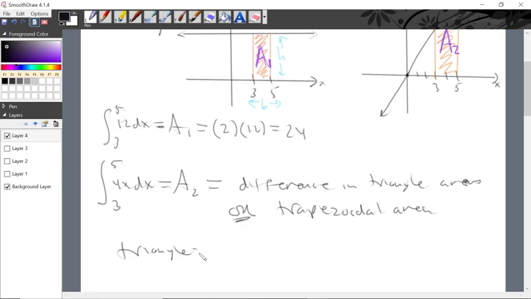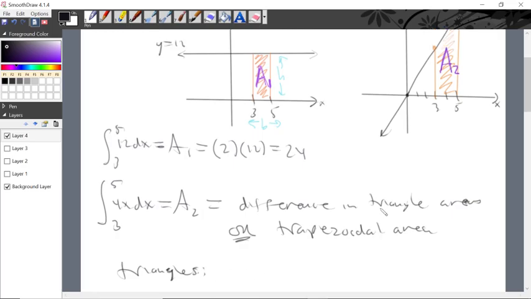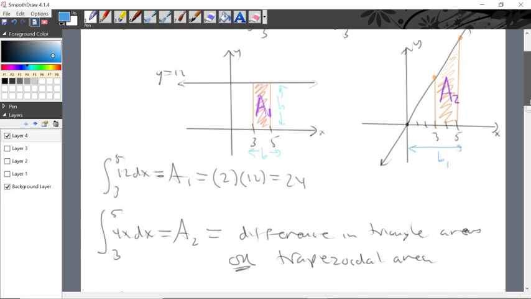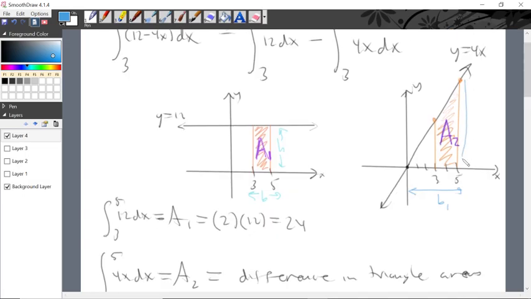Okay, let's say we use triangles. I'm talking about a larger triangle here. I'll call this one B1, with this height right here, call this H1. So take the area of that big triangle and subtract from that.